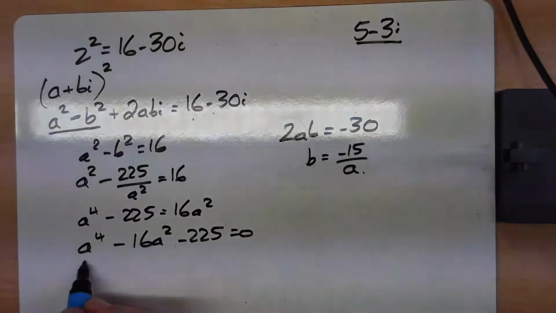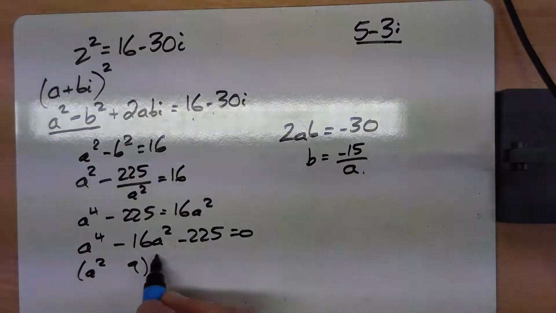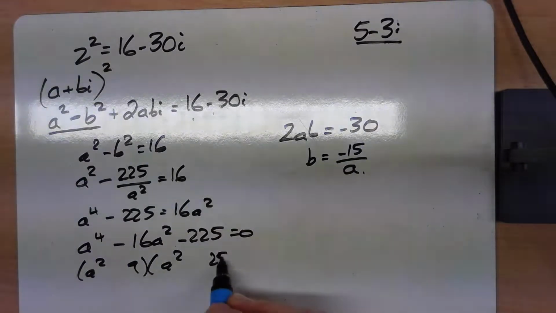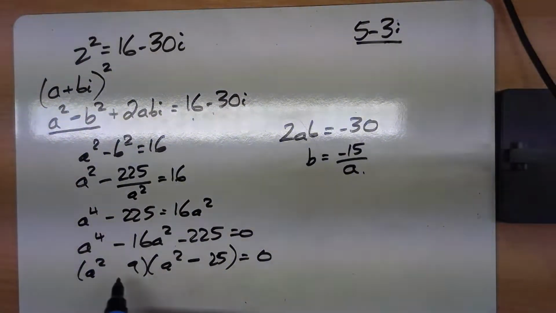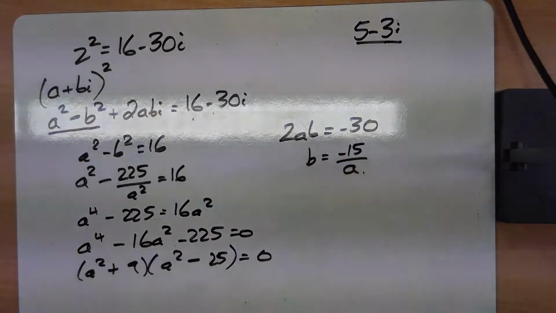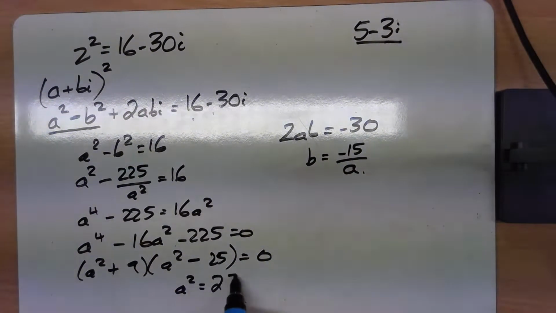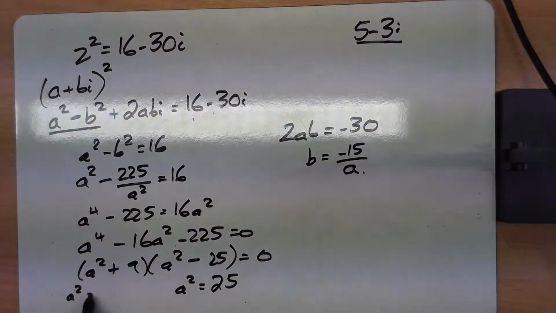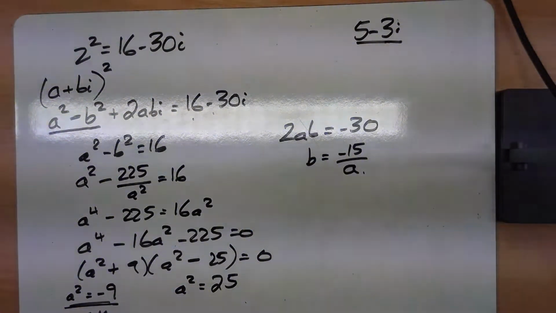We can factorize it. It's a squared and 9 and a squared and 25. Let's get these round the right way. It's a squared minus 25 there and a squared plus 9 there. So I've got two answers. Either a squared equals 25 or a squared equals minus 9. Now a is our real part of this, so it can't be imaginary. So we've got no solutions to that bit there.